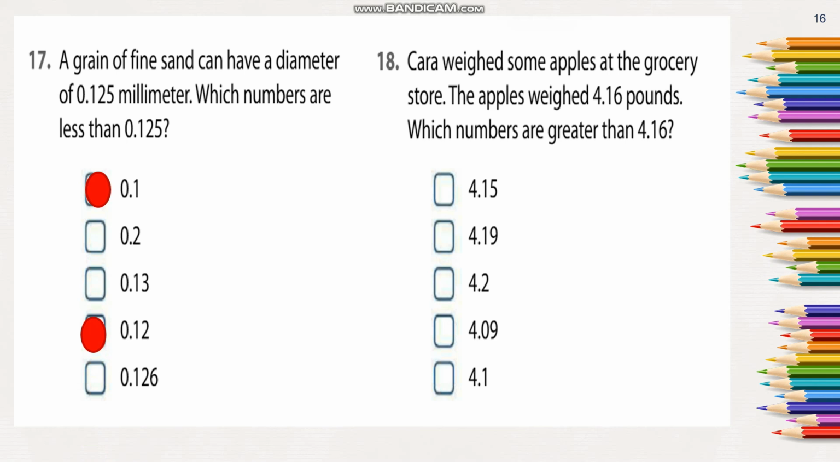Number 18. Kara weighed some apples at the grocery store. The apples weighed 4 and 16 hundredths pounds. Which numbers are greater than 4 and 16 hundredths? The answer is 4 and 19 hundredths and 4 and 2 tenths.